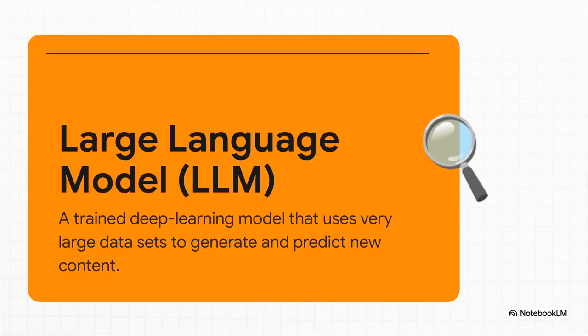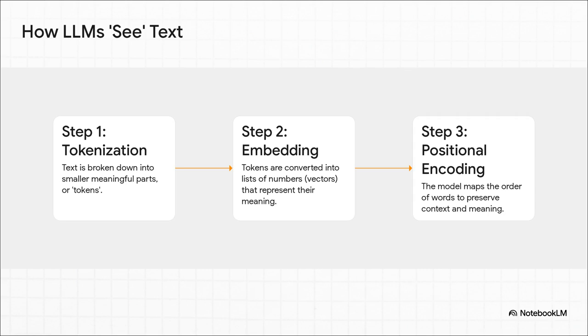Now, the engine that drives most of the text generation you see is the large language model, or LLM for short. It's this enormous deep learning model that's been trained on, quite literally, billions and billions of text samples from the internet and beyond. This gigantic library is what gives it all of that predictive power. So how does a machine actually learn to read? Well, it's basically a three-step process.